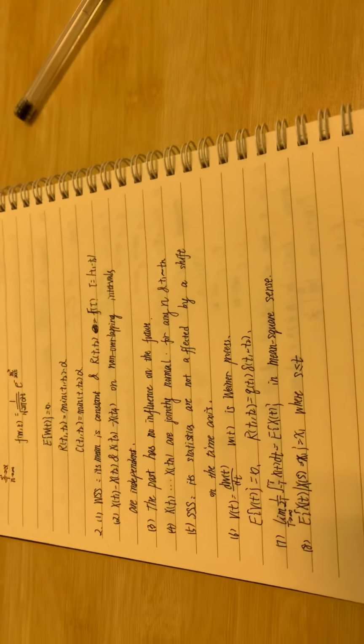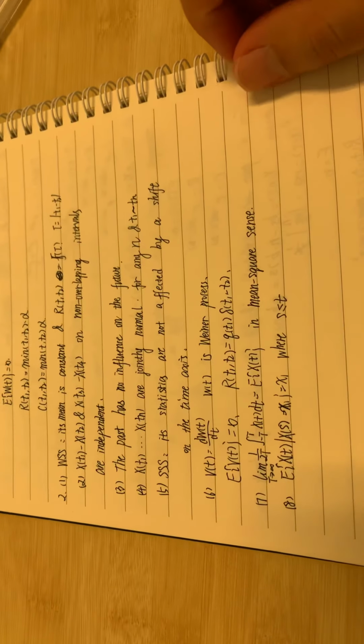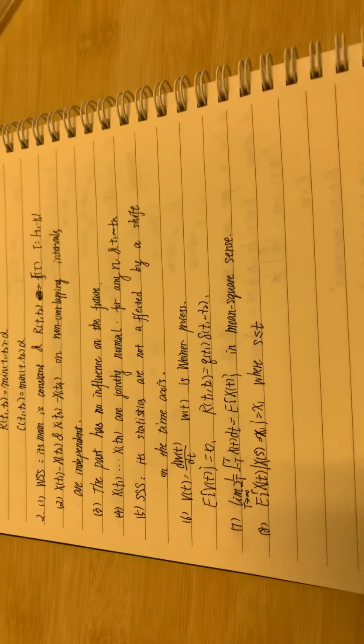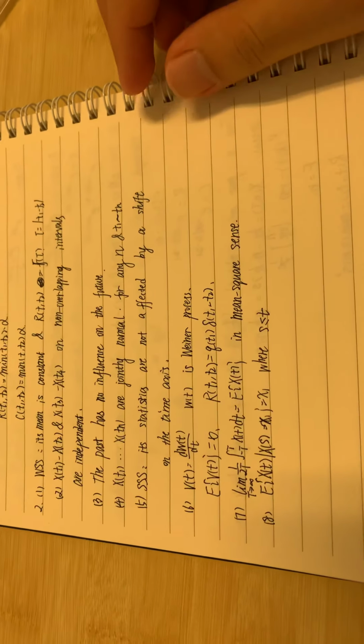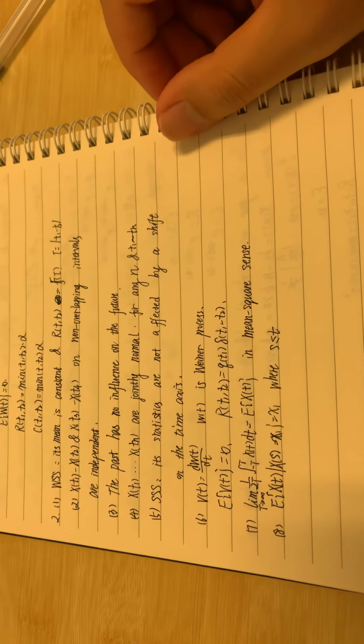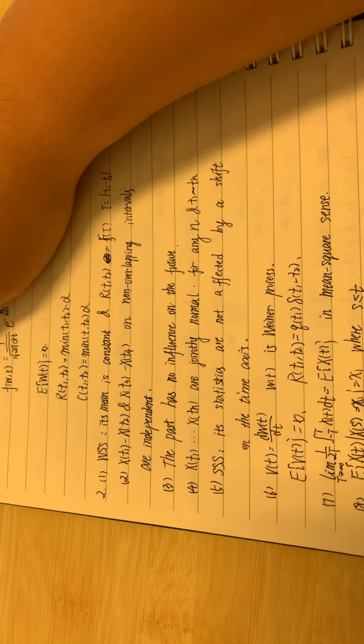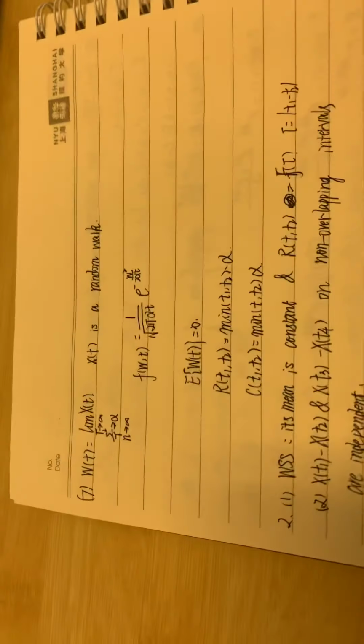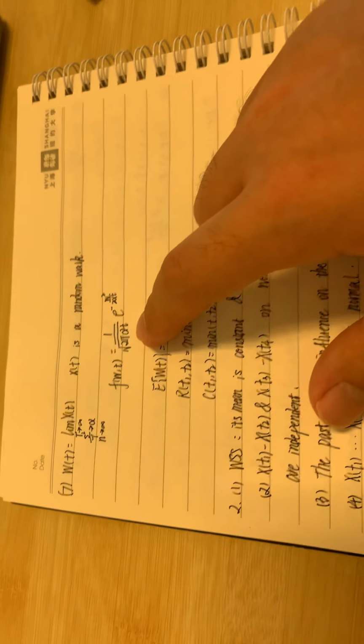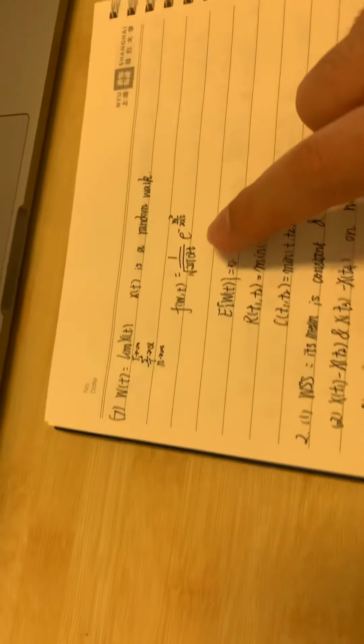The sixth is white noise. For white noise, first of all we have a Wiener process. We can look at the seventh sub-question of question 1.